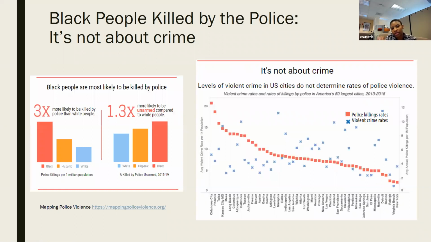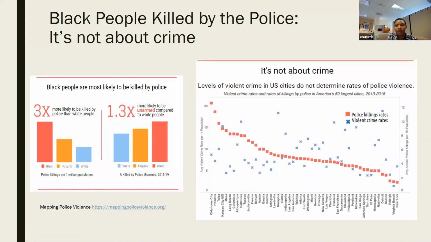And lastly, this is the last part of criminal justice, just to give us some context about the recent killings of Black people in America. Black people are 3 times more likely to be killed by the police than white people. And when you think about Black people being unarmed, they're 1.3 times more likely to be killed. And it's not about crime, right? This data puts on the map police killing rates from largest to smallest, and then it plots violent crime rates. And you can see that there's really no correlation between people being killed and violent crime rates.